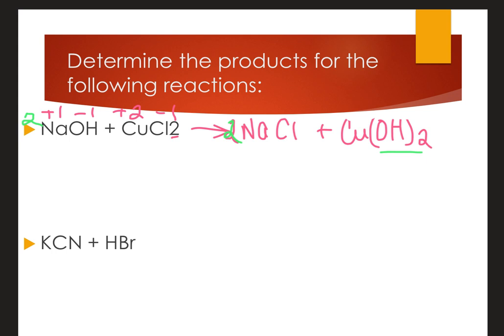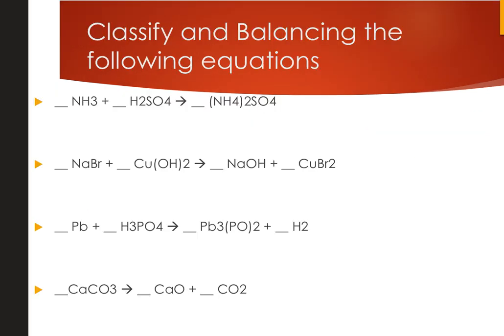In looking at the last one with KCN, we see that K has a +1 charge, and CN is a polyatomic found in table E with a -1 charge. My H is +1, and my Br is -1. This is an easy one because everything is just +1, -1. So they just switch partners. K hooks up with Br, and H hooks up with CN. Everything is nicely balanced.